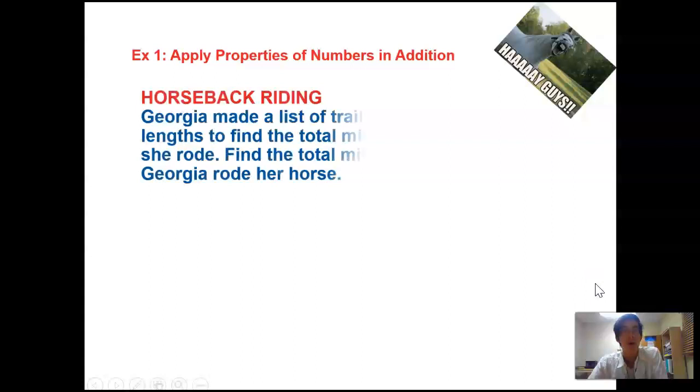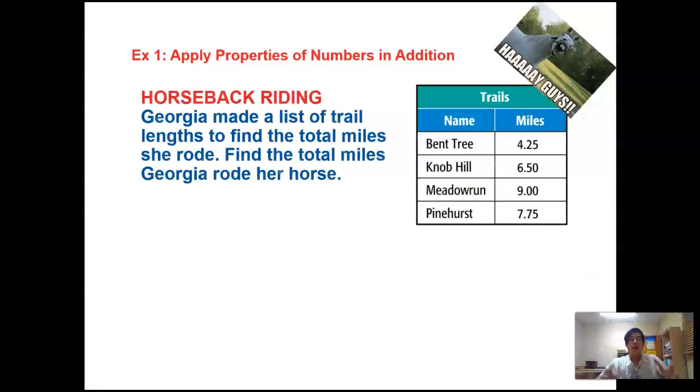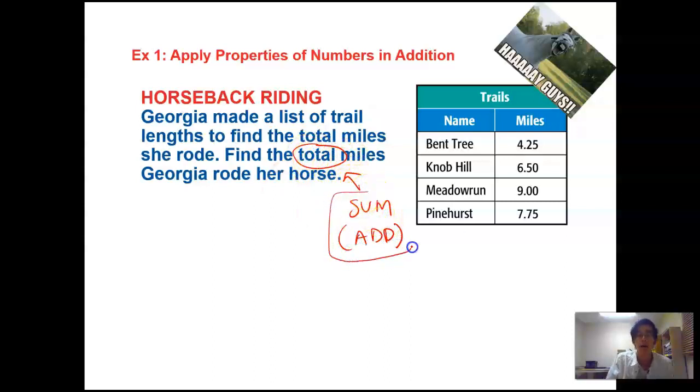Alright, let's move on. So, let's apply the properties of numbers when we're adding, and you're going horseback riding. Georgia, your good friend, has made a list of trail lengths to find the total miles she rode. So find the total miles Georgia rode on her horse. So usually total means sum. Sum means add. So this is based on our previous lesson, how to read word problems to figure out how I am going to solve this algebraically.